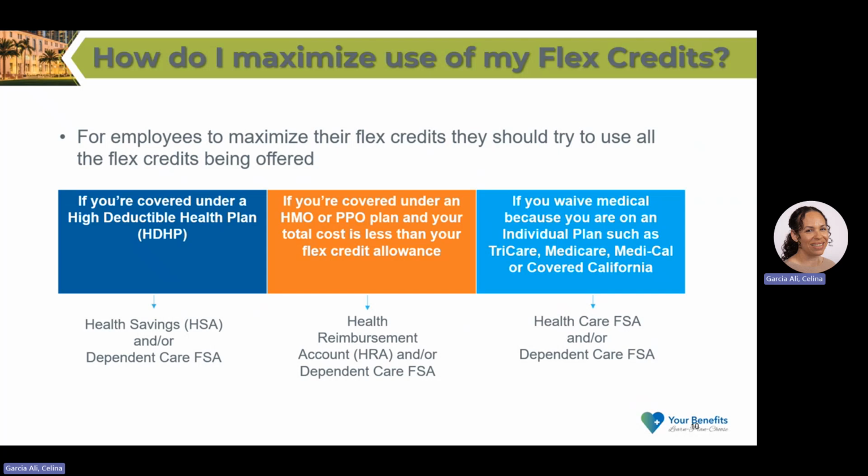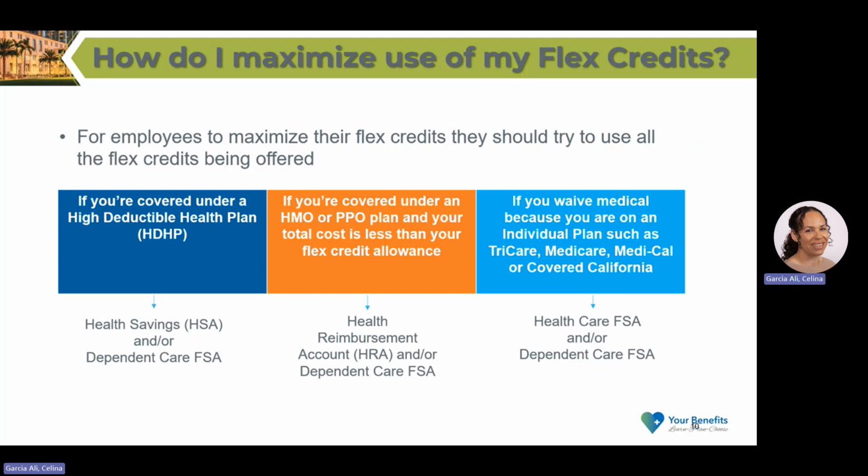What this slide is showing you is the type of spending account you would have if you have leftover flex credits. So, if you are an employee who is enrolling in a county high deductible plan, or you are waiving because you have a high deductible plan elsewhere, you can use your flex credits to pay for other plans like dental, vision, critical illness down the list. And anything left over, you could put in a health savings account or a dependent care FSA or a combination of those two accounts.